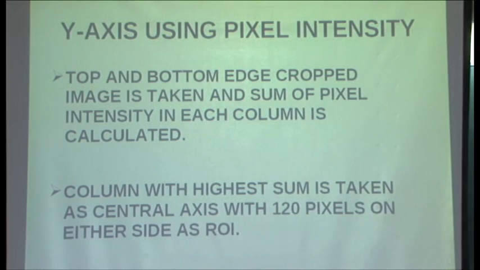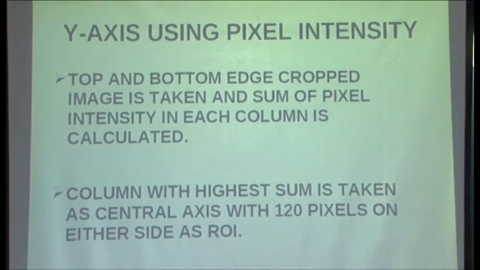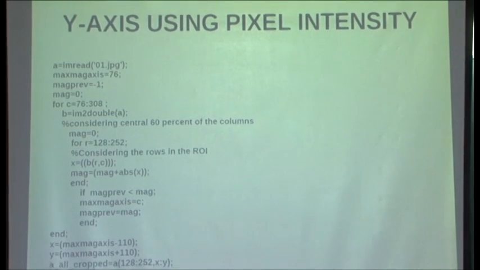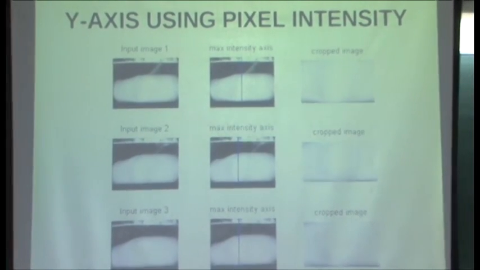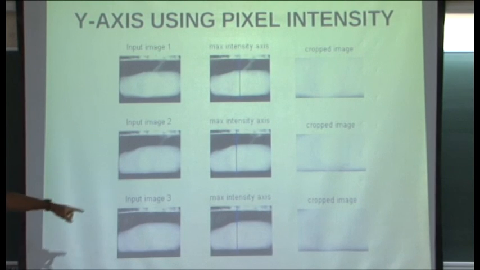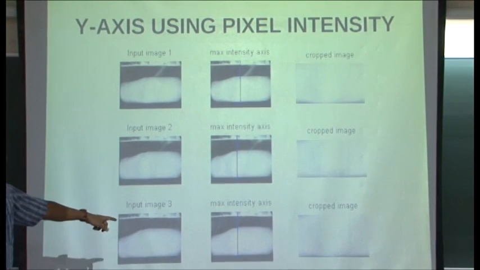Because the camera is facing the phalangeal joint and there are LED lights, there is a brightness at the center. So I try to use this. Again, this is the code for us. Again taking the maximum magnitude of this, I got this central axis like this.